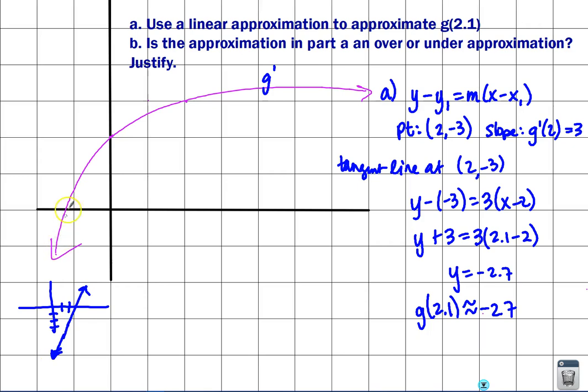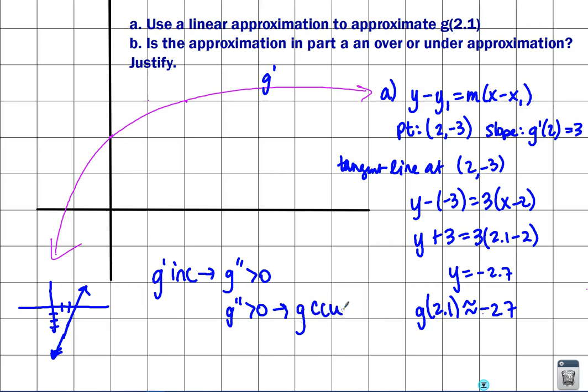What I do know is my derivative is doing something here. My derivative is increasing here. Well, if my derivative g prime is increasing, what does that tell me about g double prime? If g prime is increasing, that means g double prime is positive. And if g double prime is positive, what does that tell me about g, my original function? That tells me my original function is concave up.